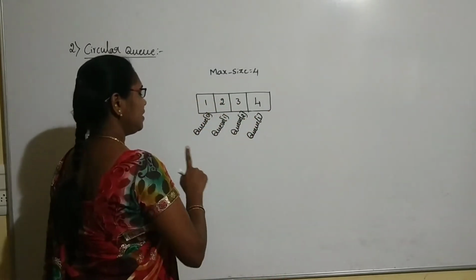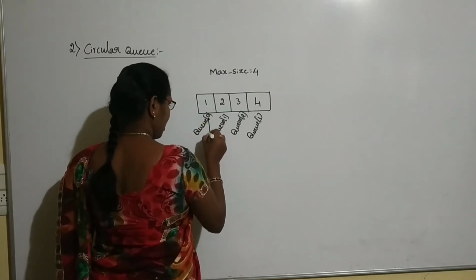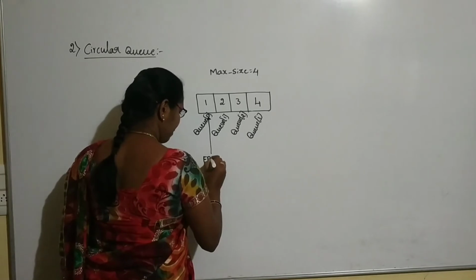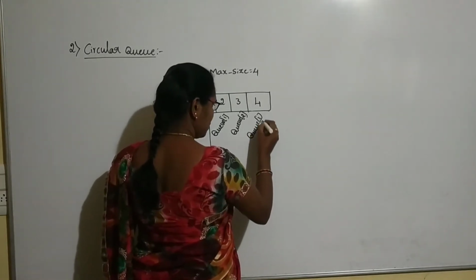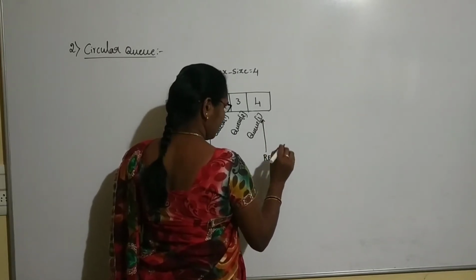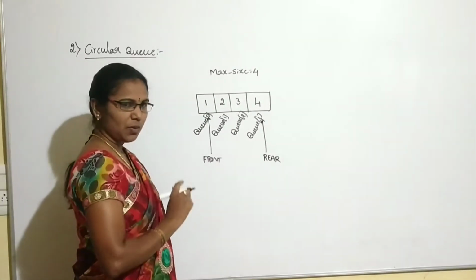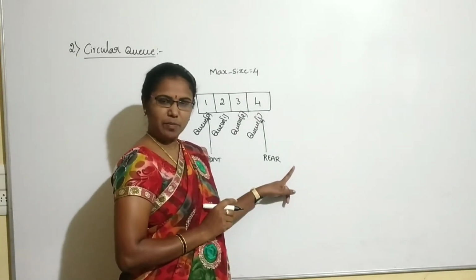In this queue, the position 0 value is stored in the front variable. The position 3 is stored in the rear variable. Next we want to insert an element 5 into this queue. We increase the rear pointer by 1 unit: rear equals rear plus 1.